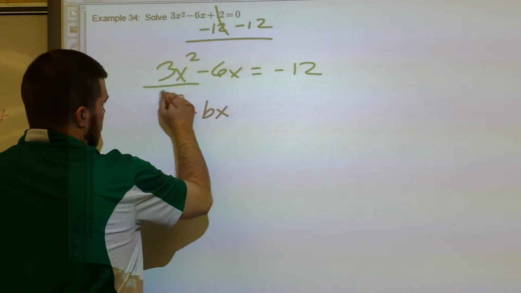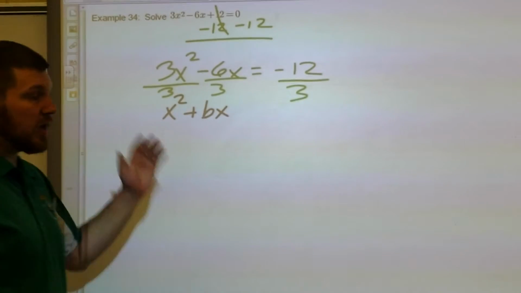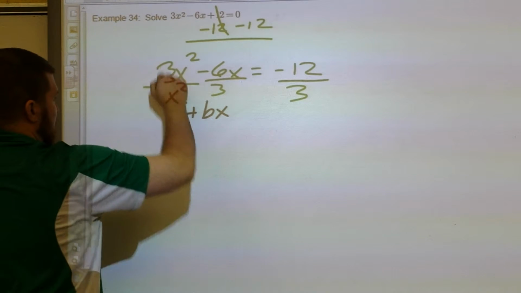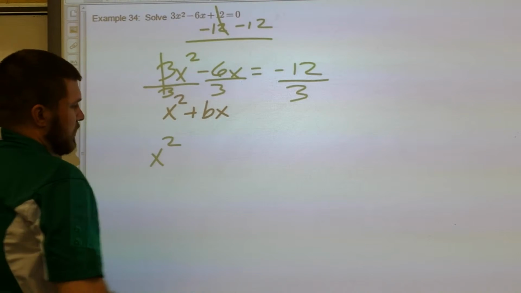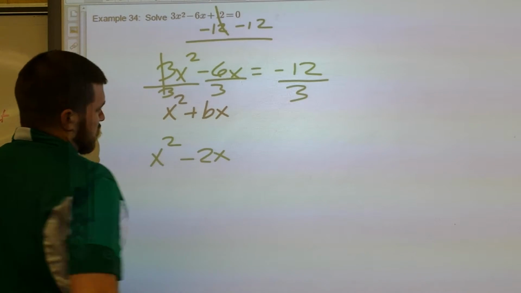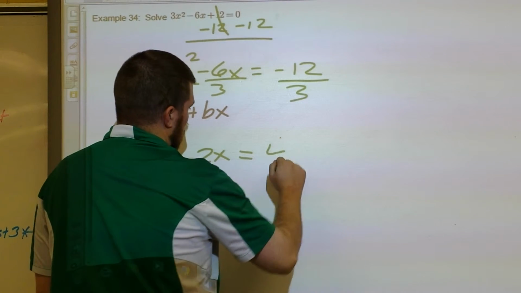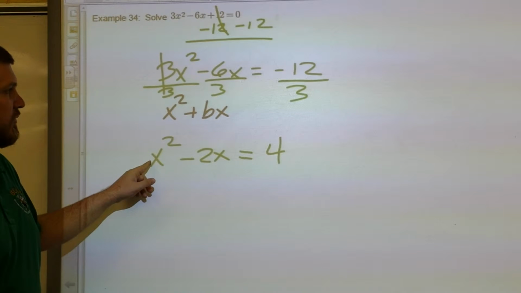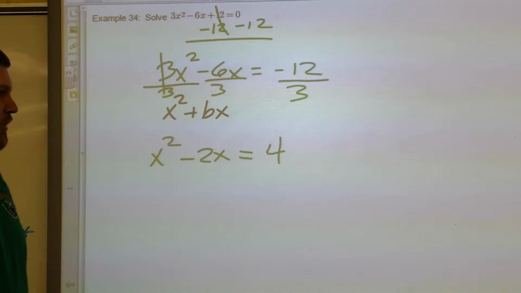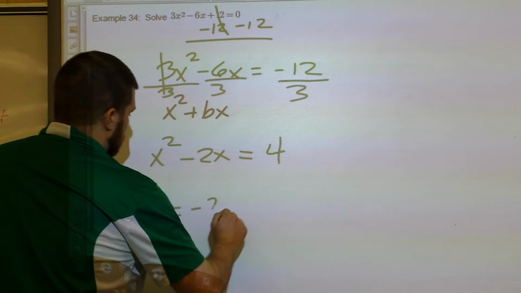I'm going to divide everything by 3. And when I say everything, I mean everything. We've got to maintain the balance. 3 divided by 3 cancels out, so I'm left with x squared. Negative 6 divided by 3 is negative 2. The x just falls down. And then finally, negative 12 divided by 3 is negative 4. So now that we have nothing in front of our x squared, we can match up our pattern perfectly. So that means for this problem, b is negative 2.